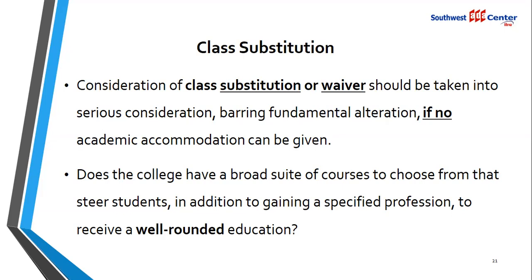You have a student who wants to be a journalist. I think the student can be a journalist and still have a well-rounded education, as long as the college can have a broad suite of courses to choose from that steer students, in addition to gaining their specified profession, to receive the well-rounded education. So the challenge there is some flexibility challenges to the higher education institution to define and redefine well-rounded education.